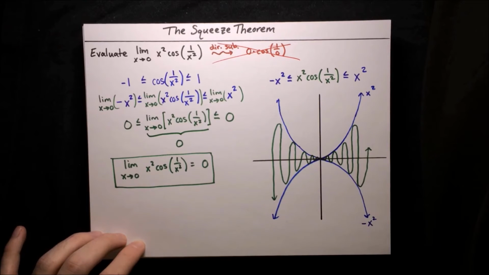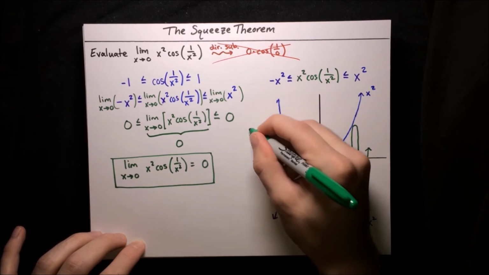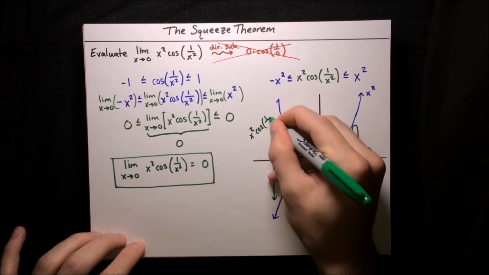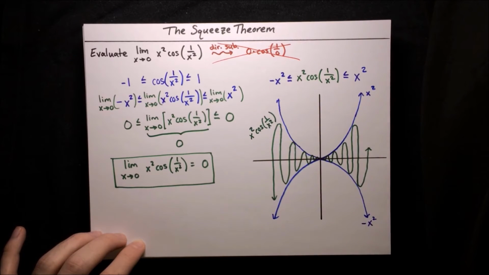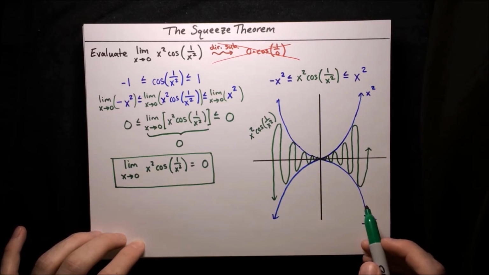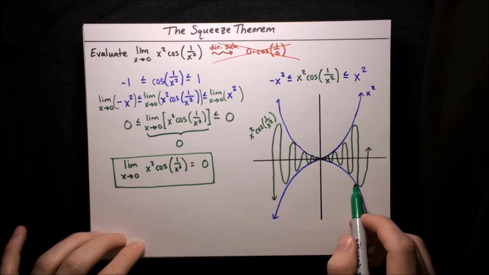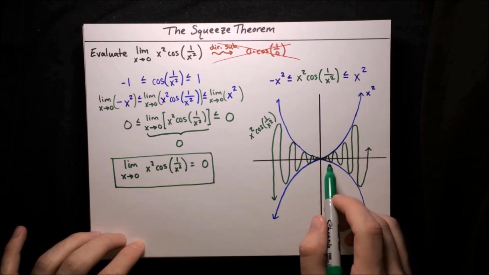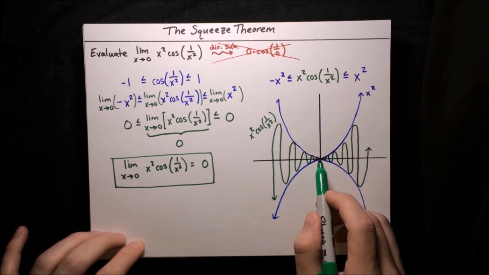So what we're really doing here is we're squeezing this function x squared cosine of 1 over x squared in between two other functions which are a lot simpler. And these two other functions start out kind of far apart, but as we approach the origin, as we approach x equals 0, the functions x squared and negative x squared squeeze together until they coincide at the origin.